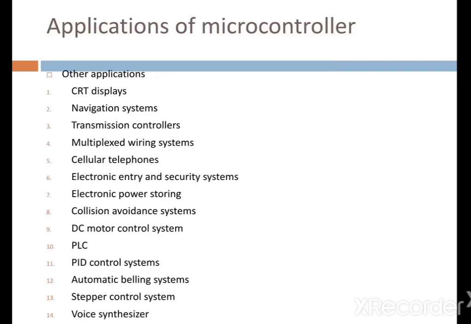Then other applications like CRT, that means cathode ray tube, oscilloscope tube, then navigational system, then transmission controllers, multiplex wire system, cellular telephones, electronic entry and security system, then electronic power steering system, then collision avoidance system, then DC motor control system, then PLC, then PID control system, then automatic baling system, then stepper motor control system, then voice synthesizer. These are the applications of microcontroller.